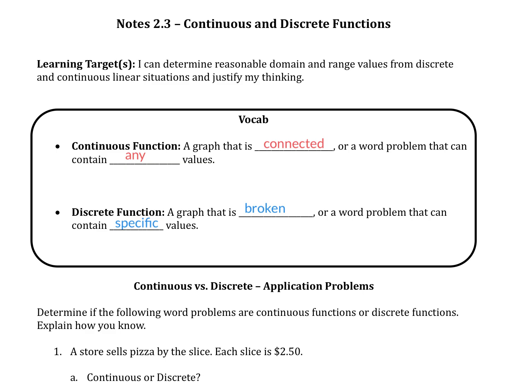A discrete function is a graph that is broken or a word problem that can contain specific values only. So for example, on a graph, it looks kind of like a scatter plot. It's just a whole bunch of individual points. And for a word problem, it can only contain specific, like whole, values. You can't have half of something or a fourth of something.